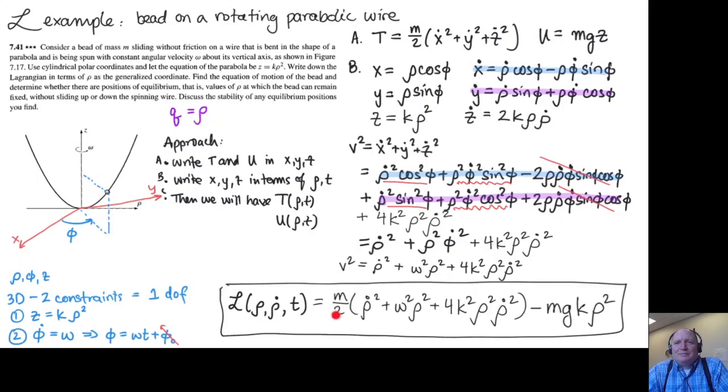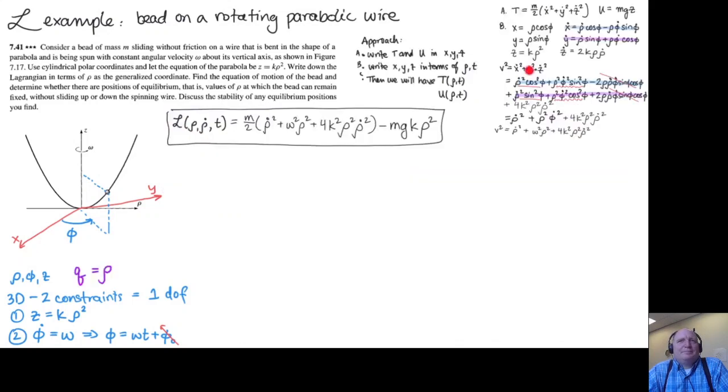As shown here, it's m over 2 v squared minus mg times the height z. So I've moved things around just to buy us some nice space here. We have our Lagrangian. And now we're trying to find the equation of motion for the bead and study the motion of the system. There's only one Lagrangian here, but there's also only one Euler-Lagrange equation because there's only one generalized coordinate. That coordinate is rho.